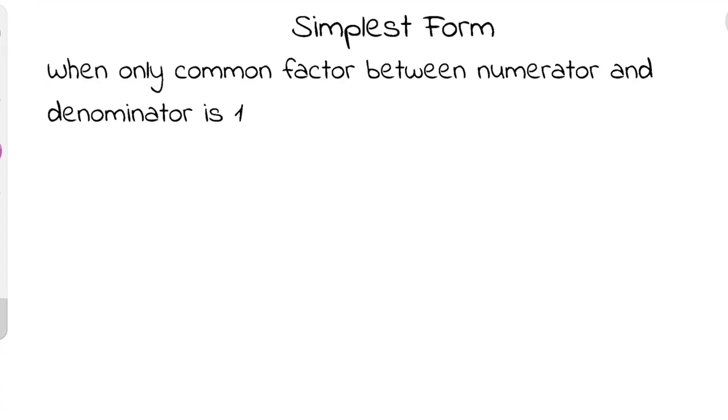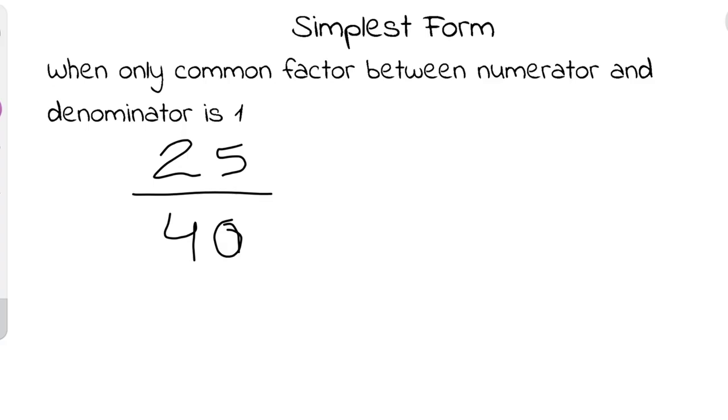Simplest form. A fraction is said to be in its simplest form when the only common factor between numerator and denominator is 1. For example, take 25 upon 40. Now the common factors between the numerator and denominator are not only 1. They have other factors also. That means this fraction is not in its simplest form. Now what to do to bring it to its simplest form? We have to divide the numerator and denominator both by a common factor till we reach numbers which have only 1 as their common factor.